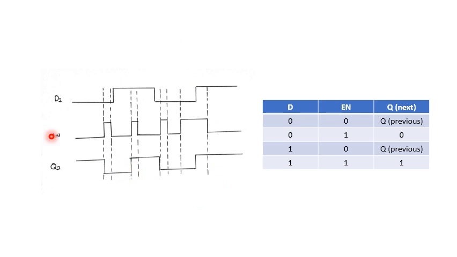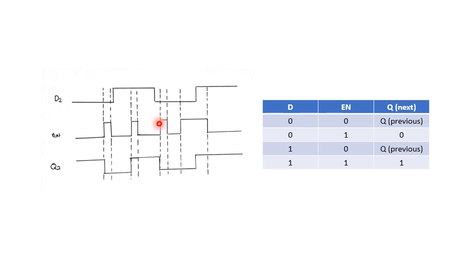So it will continue 1 until it reaches the first En. The first En is equal to 1 and the D is equal to 0. So based on the table, the answer will be 0 and the answer will drop here to 0 and it will continue until it reaches the next En. So on this En, both D and En are equal to 1. So the answer will be 1.